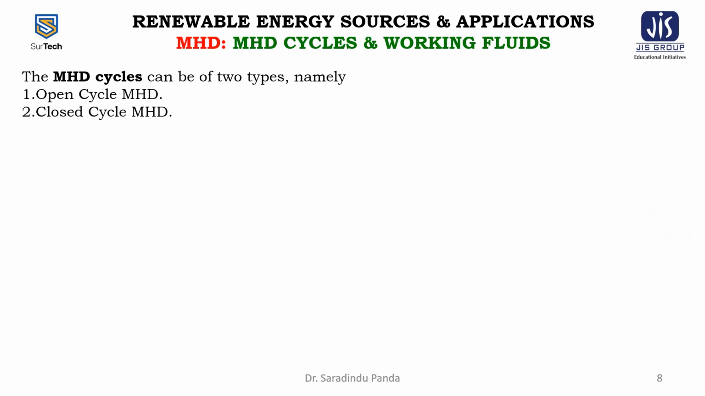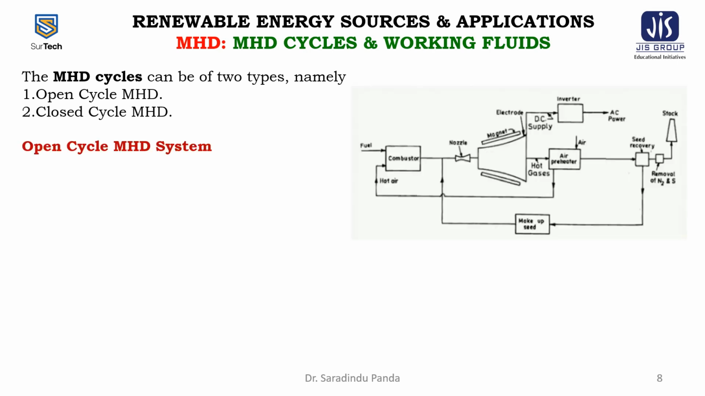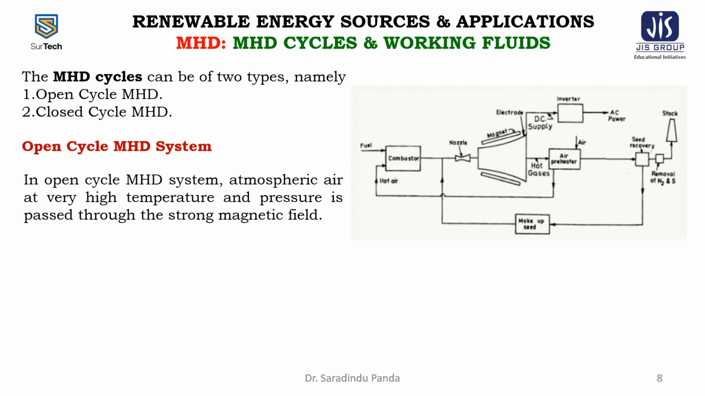The MHD cycles can be of two types: the open cycle MHD and the closed cycle MHD. Now I will describe the different types of MHD cycles and the working fluids. The open cycle MHD system is shown in the figure. In the open cycle MHD system, atmospheric air at very high temperature and pressure is passed through the strong magnetic field.